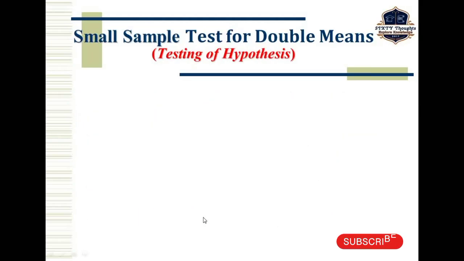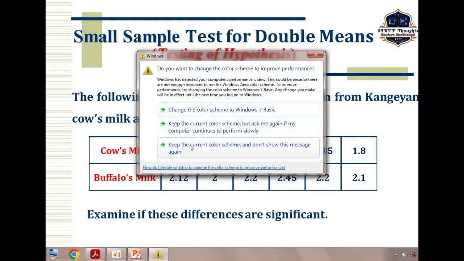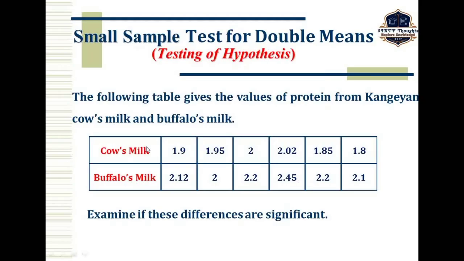Okay, so student t test, right? So how to identify your data will be small sample test for double means. Here we see they have given two different sample data, right? One is cow sample data. How many observations are there? Only six observations. So n value is 6. Here also n value is 6. Therefore, your n value is strictly less than 30. Your problem belongs to small sample test, and also they have given two different samples. So it is called small sample test for double mean problem.